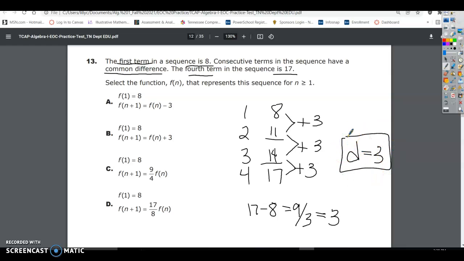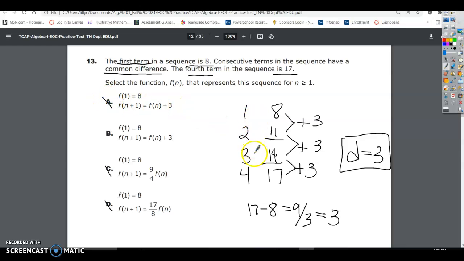All right, so look down through here. This one says we subtract 3, so that one's not it. This one says we add 3. This one says we multiply by 2 and 1/4. And this one says we multiply by 2 and 1/8. So we're not multiplying for sure. We're going to be adding because it's arithmetic. You multiply when it's geometric. But then we also know that we're not going to subtract 3 either.